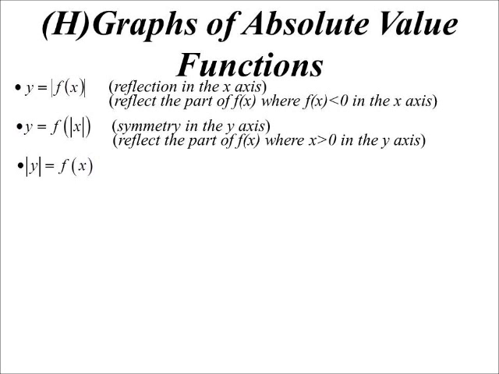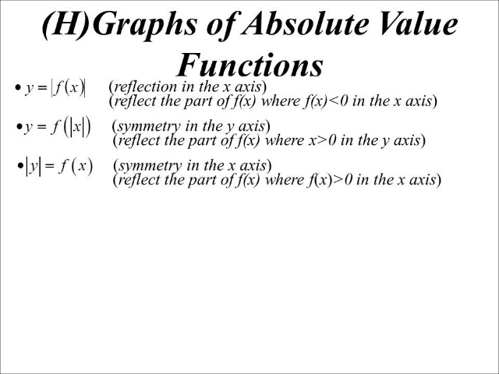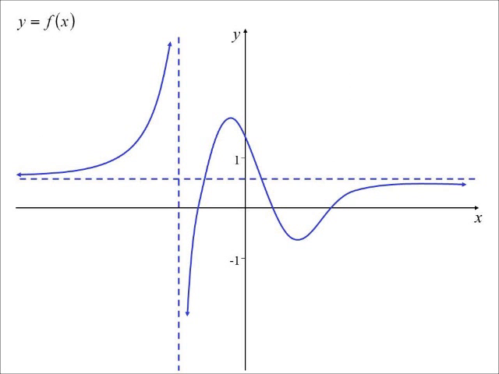Now, what if we had absolute value of y is equal to function x? So what we're saying is now I can sub negative numbers in, but my answer is always going to be positive, because my answer, I'm going to take the absolute value of. I might have said that the wrong way. Let's say symmetry in the x-axis with this one as well, rather than reflection in the x-axis. So what we do is we reflect the positive part in the x-axis.